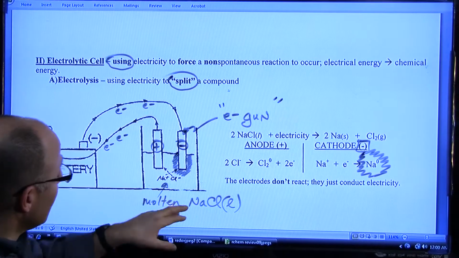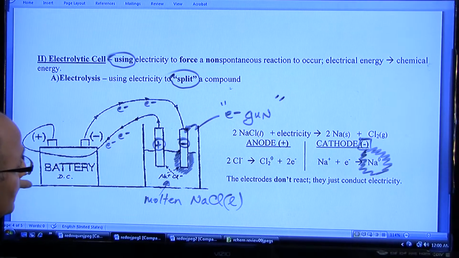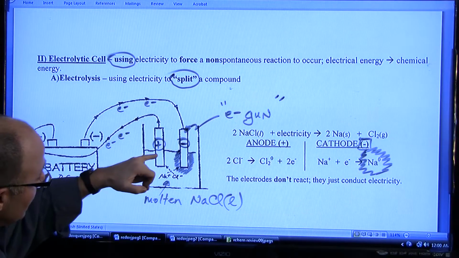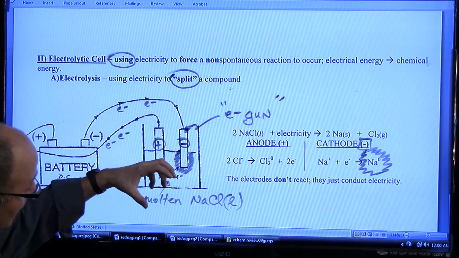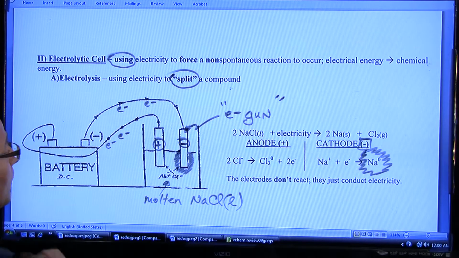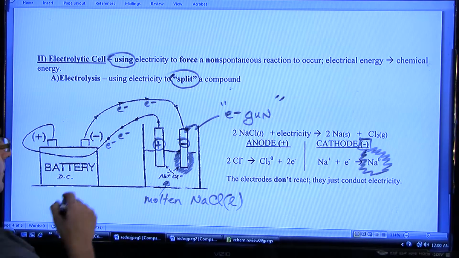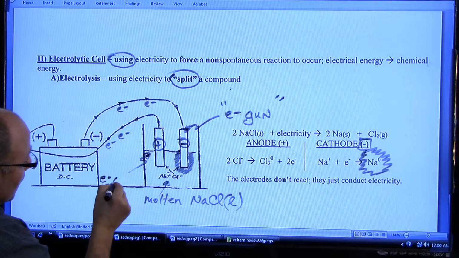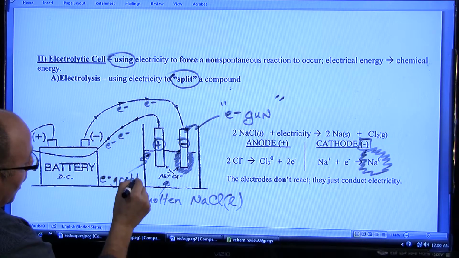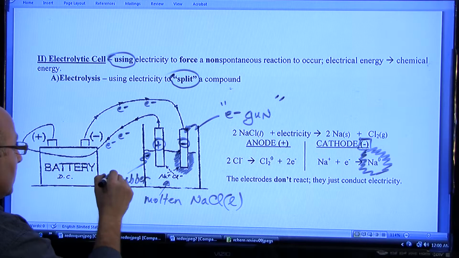Then on the other end, there has to be a return of electrons. So this electrode here, the positive one, is going to grab electrons. Instead of shooting electrons, it's going to grab electrons from whatever is attracted to it. So we'll call this electrode here the electron grabber.